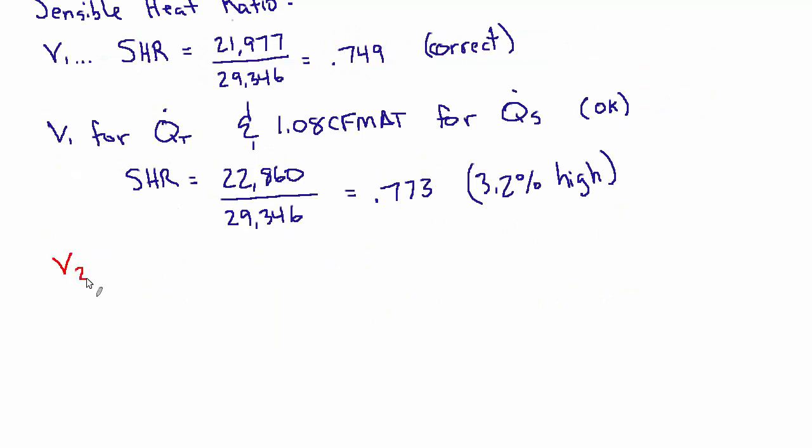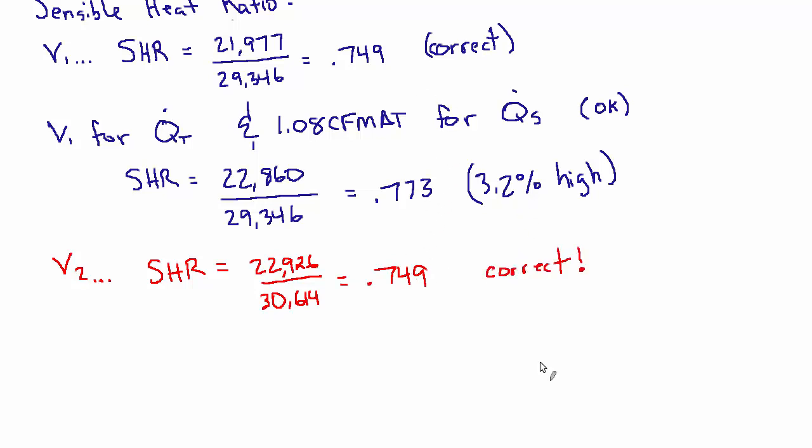And now if we use V2 for both the sensible and total cooling, then we calculate a sensible heat ratio of 22,926 over 3614, which equals 0.749, which is exactly the same as the correct answer. So surprise, surprise, even though the wrong specific volume was used, and there are errors inherent in both the sensible cooling and the total cooling, because the same error was made, the ratio ends up being correct because the specific volume drops out of the calculation and the error actually cancels.